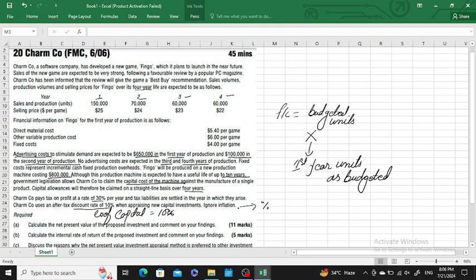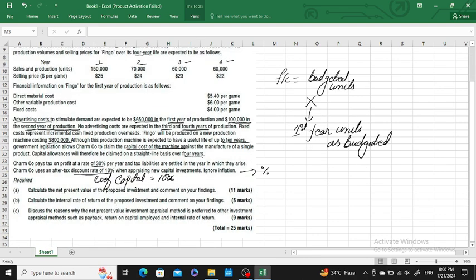Okay, then we have three parts of the question. Part number one, calculate the net present value of the proposed investment and comment on your finding. We have to calculate the net present value of the project and comment whether it would be feasible to accept or reject the project. And part B, we have to calculate the internal rate of return of the investment project and comment whether it is viable to accept or reject it.